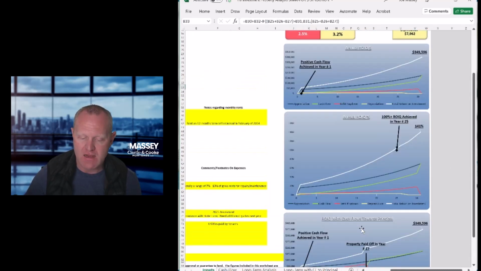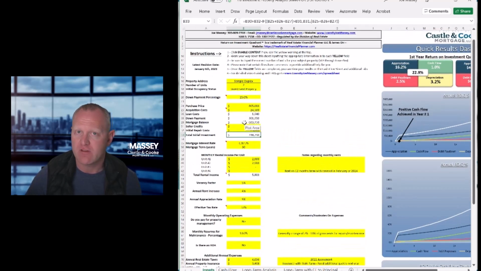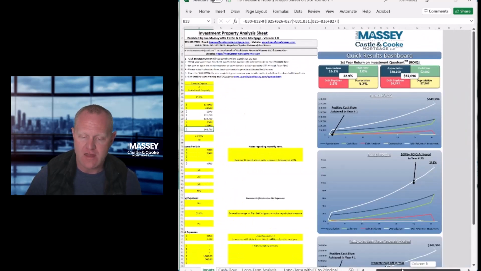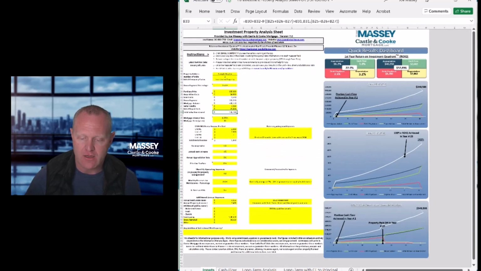All right, so you can make these changes depending on what you're looking at and what are the variables with this property, and you can quickly glance right here on this dashboard and see, what does it do for you? What does that do for your results? Let's maybe even look at one other scenario here.